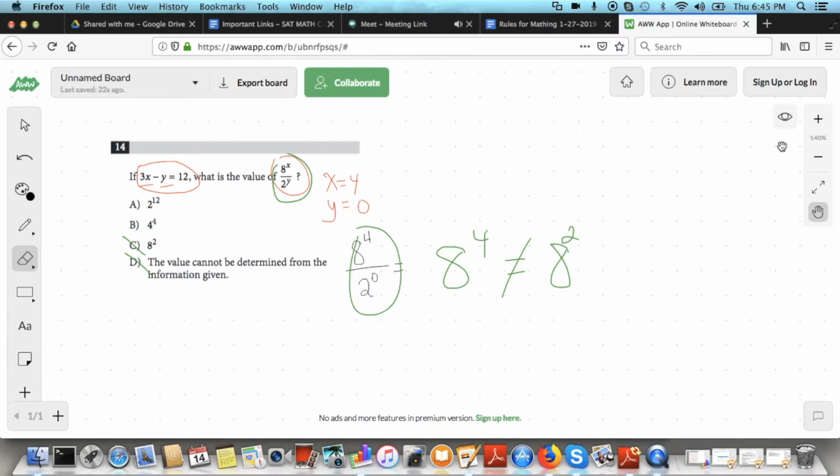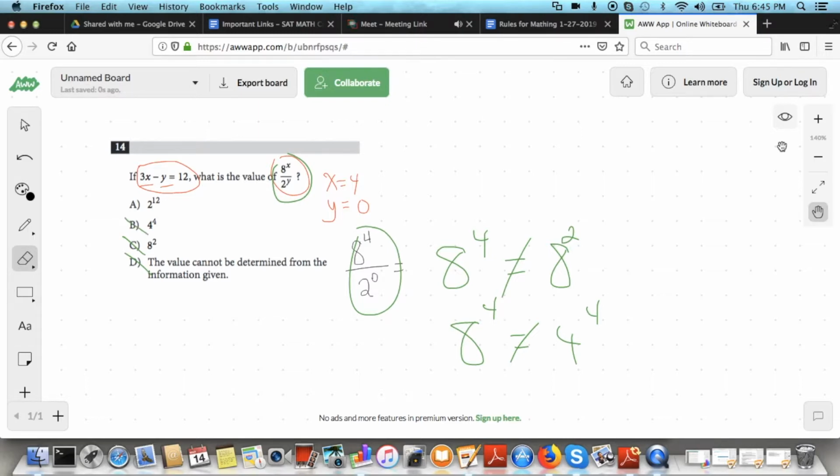Sharon, can we eliminate B? I still think it's a little bit too small. B is too small, right? Because even though the exponent is the same, 8 to the power of 4 just can't equal 4 to the power of 4. It's not the same number multiplied by itself the same number of times. It's 8 times 8 times 8 times 8, which can't equal 4 times 4 times 4 times 4. There's no way. Does that make sense? Yes. Answer choice B is gone.